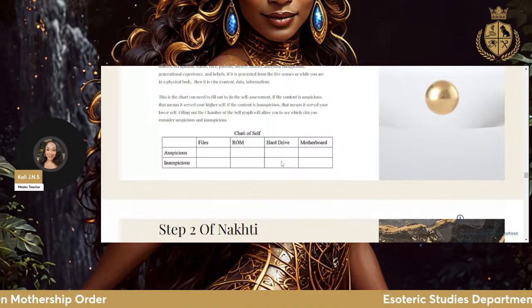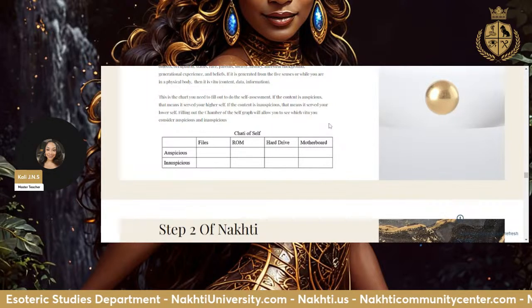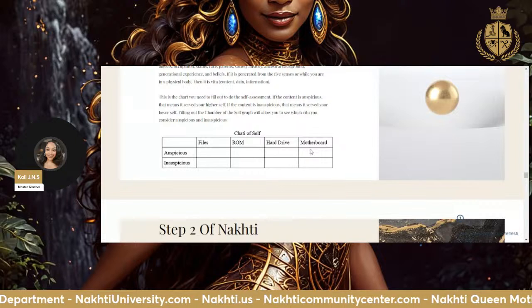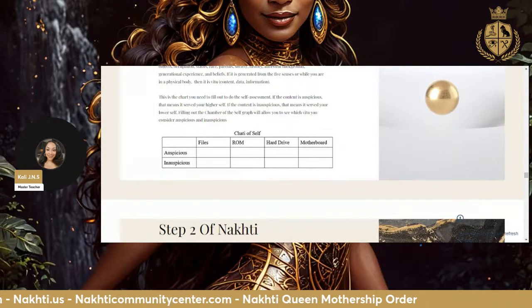Auspicious or inauspicious. Auspicious means was it good for you? Inauspicious means was it bad for you? Then you go to the motherboard. The motherboard is your soul. Pick up the things that affected your soul on a certain level. Was it auspicious or inauspicious? Was it good or bad?